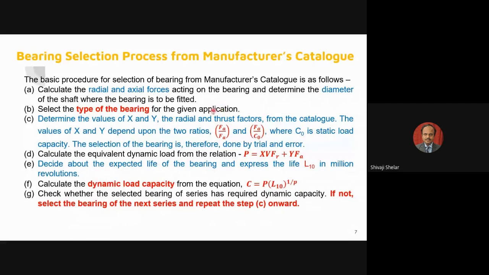If there are axial loads and the axial load is bigger, then we have to go for a taper roller bearing, or a spherical roller bearing, which is put in an inclined manner, or a deep groove ball bearing, which can take the axial load to some extent also. So the type of bearing depends upon the given application. These tables are also available.